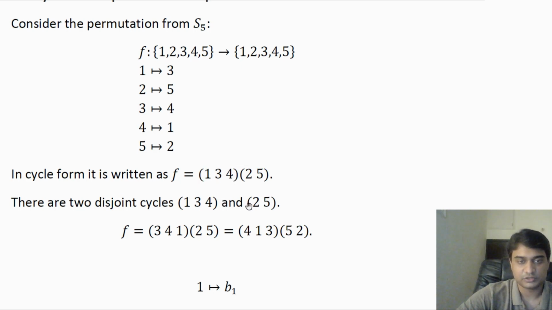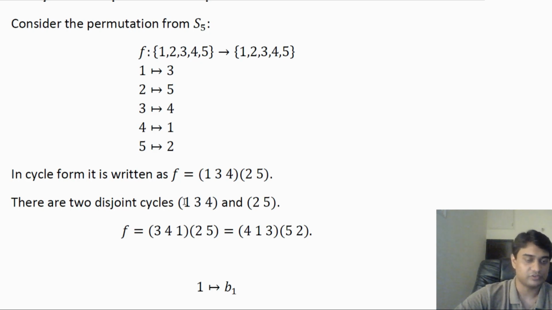If you consider this first cycle, it says 1 is mapped to 3, 3 is mapped to 4, and 4 is mapped back to 1. So the last element is mapped to the first element, right? You started with 1, the smallest index, and saw that 1 is mapped to 3, so you write 3, and then 3 is mapped to 4, so you write 4, and then 4 is mapped back to 1, which is the first index. So we close the cycle here, and then we look at indices which have not appeared yet.